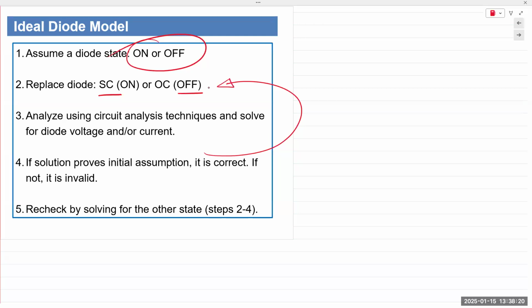and see if it matches our assumption. Okay, we look at the values that we obtained for the diode voltage and the diode current, and we compare it to the assumptions we made at the top. If it matches the assumption, great. If it doesn't match, then we go back to the top, we change our assumptions, and then we begin all over again.